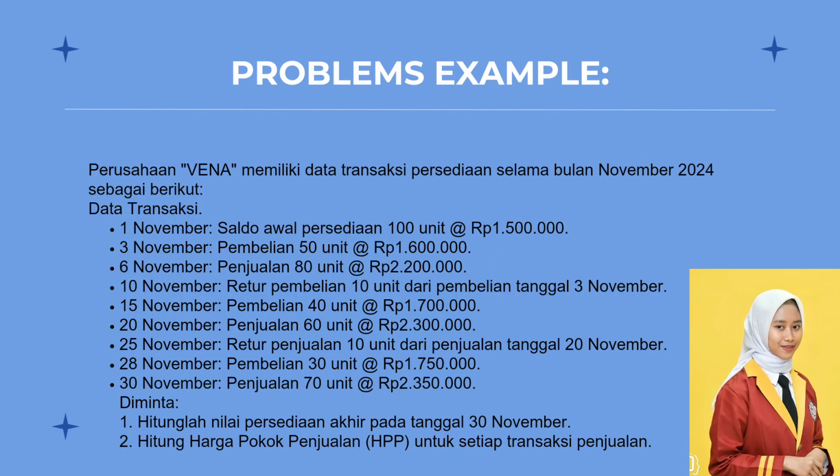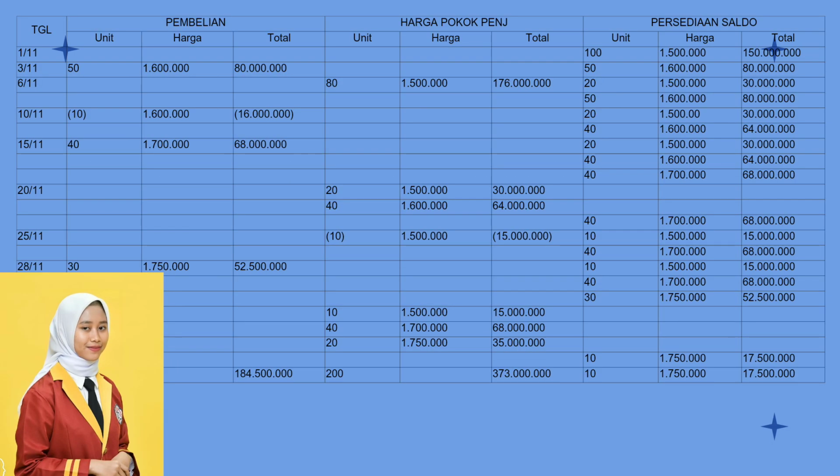Question. This is the question, let's answer it together. Answer. To determine the ending inventory value and COGS for each sales transaction, we need to know the inventory valuation method used, for example FIFO, first in first out, LIFO, last in first out, or the weighted average method.